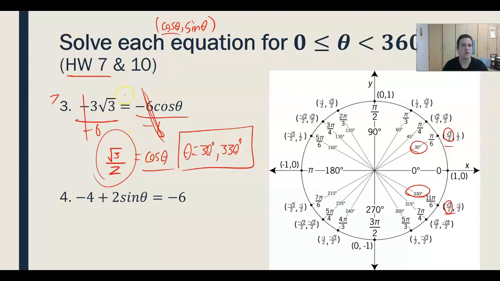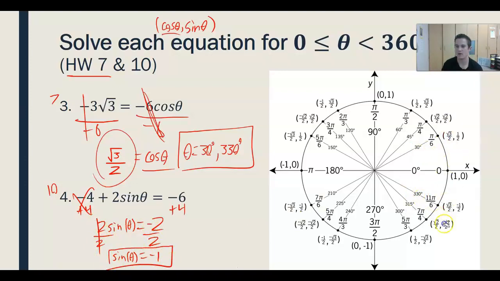Okay, let's do another one. This next one is homework problem number 10. I have negative 4 plus 2 times the sine of theta equals negative 6. So I'm going to do reverse order of operations here to undo all this. I'm going to add 4 on both sides because I'm wanting to get the sine by itself. So I'll have 2 times the sine of theta equals negative 6 plus 4, which is negative 2. And then I'm going to divide by 2 on both sides, and I get sine of theta equals negative 2 divided by 2, which is negative 1.